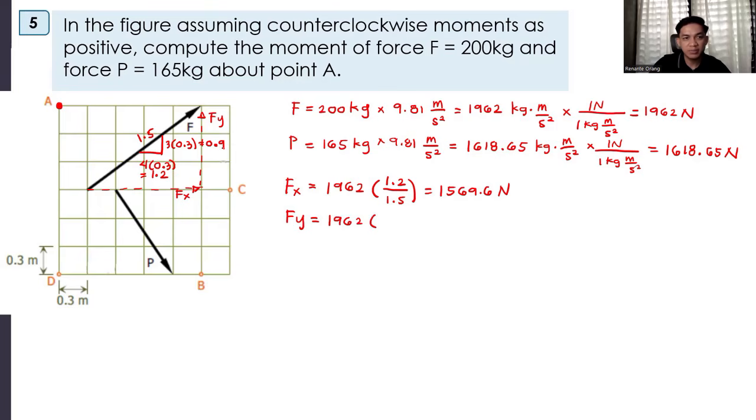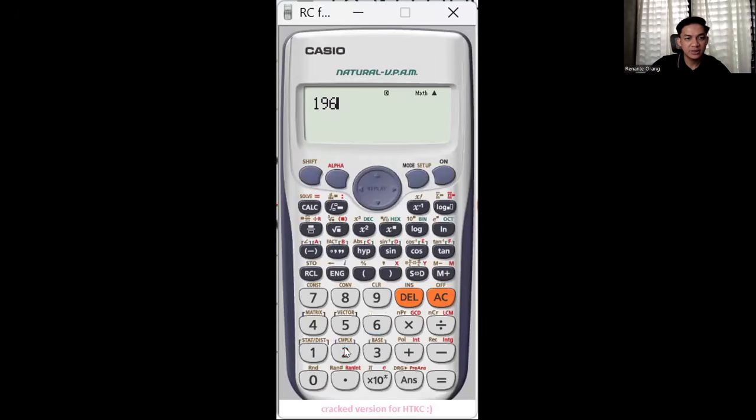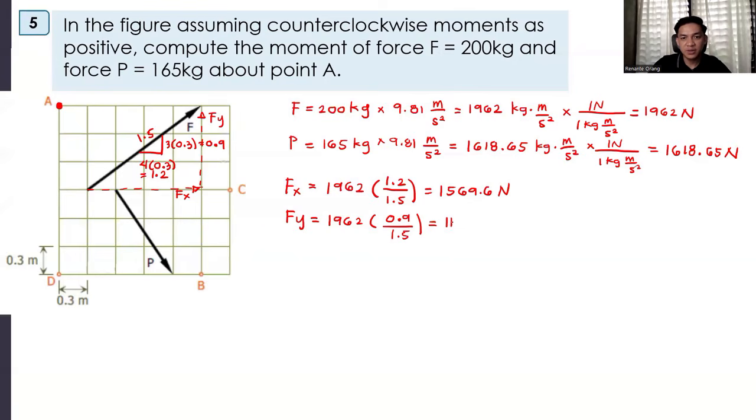Next will be our Fy. That is equivalent to 1,962 multiplied by our Fy, which is vertical. So for the vertical, we multiply 0.9 divided by our hypotenuse, which is 1.5. On the calculator, 1962 multiplied by 0.9, which is its rise, divided by 1.5 equals 1,177.2. So we write 1,177.2 Newton.